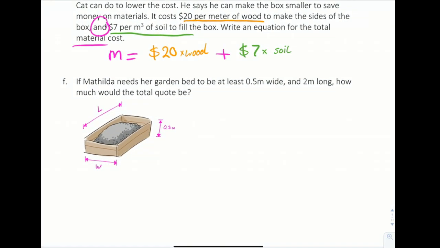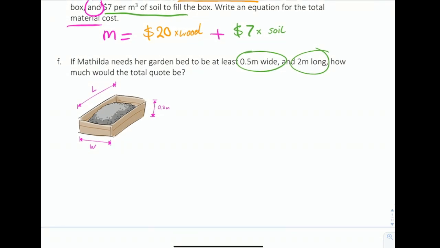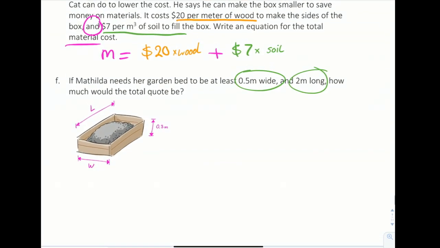If Mathilda needs her garden bed to be at least 0.5 meters wide and 2 meters long, how much would the total quote be? Okay. So we're already told the dimensions of the box. So that means I can find out how much wood that's going to be. So let's do that. Let me just copy out the equation. So my equation is M equals 20 times the wood plus 7 times the soil.